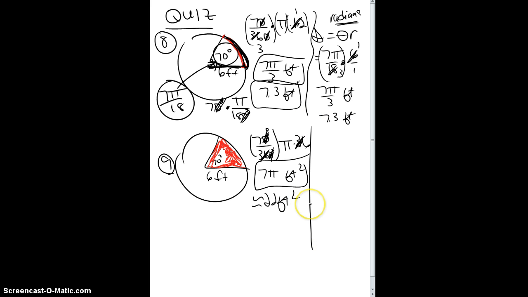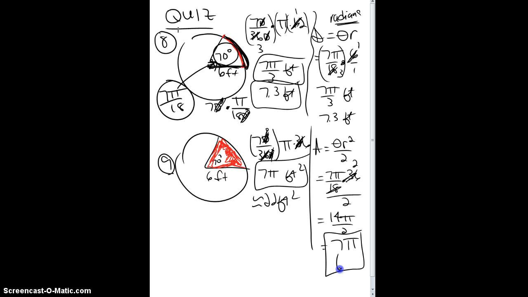But again, if you are a formula person, that's fine, but you have to remember the formula, which I think in this case is that. Again, you still need radians, which is the same as before, 7 pi over 18. Radius squared is still 36. I'll divide by 2. This cancels, and I get 14 pi over 2, which still reduces to 7 pi square feet. And again, let me just double check on my calculator the 7 pi.